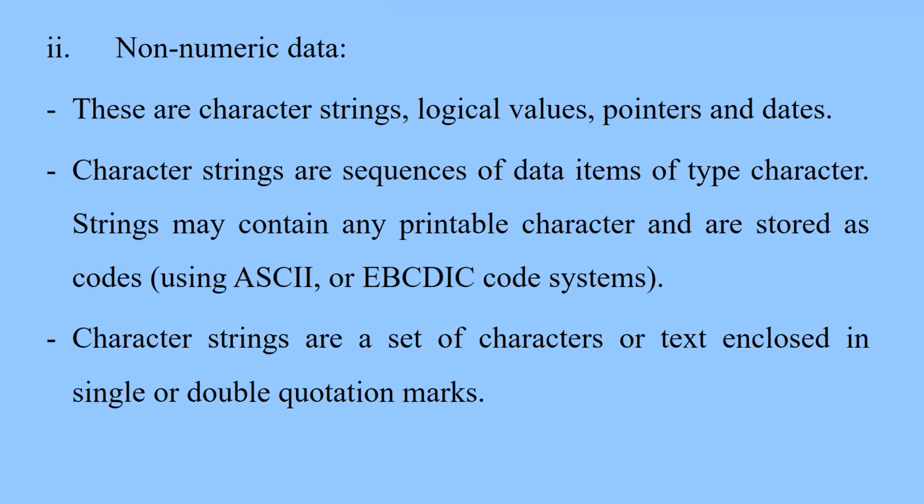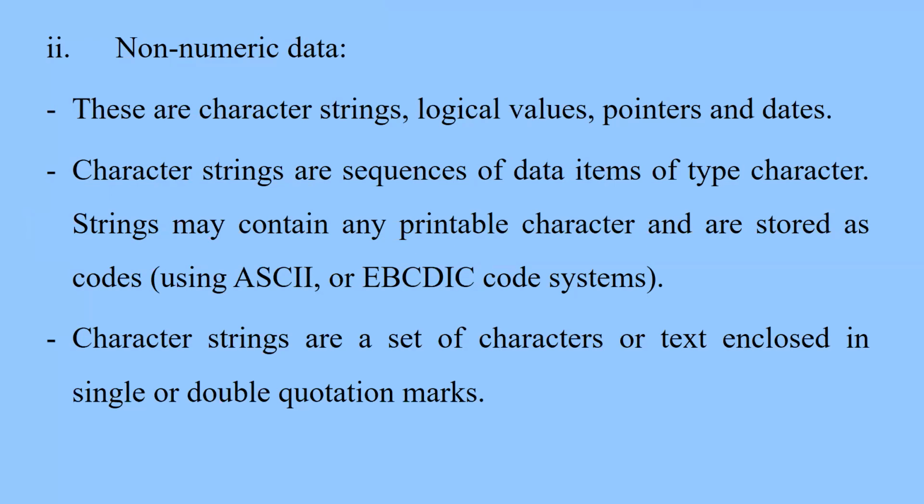Let's now look at non-numeric data. These are character strings, logical values, pointers, and dates. I have already said that when we are talking about data, we have two types of data. Data that contains or consists of numbers only, either whole numbers or numbers with fractions, what we call integers or real. And the other category of data that we are about to use is non-numeric data.